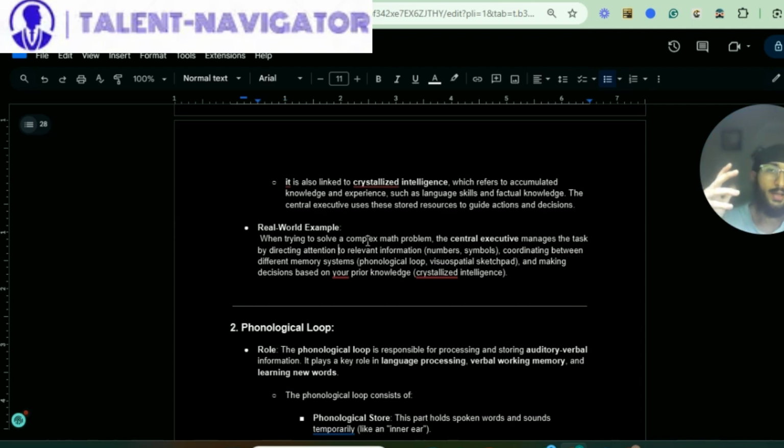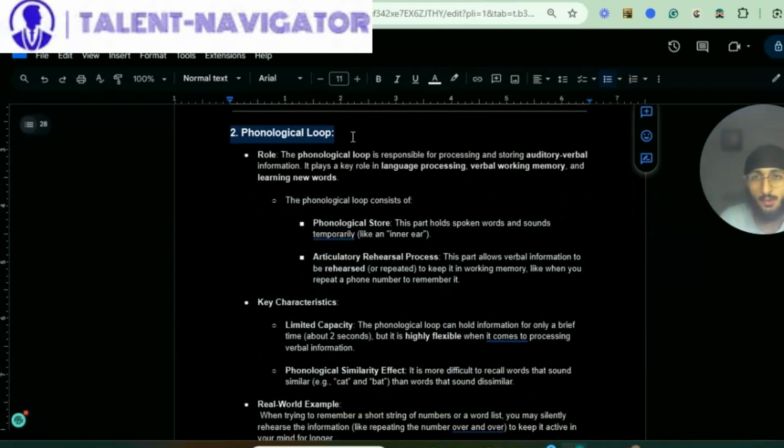For example, when trying to solve a complex math problem, the central executive manages the task by directing attention to relevant information, numbers and symbols, coordinating between different memory systems, phonological loop, visuospatial sketchpad, and episodic buffer, and making decisions based on your prior knowledge, crystallized intelligence. Now we move on to the phonological loop.